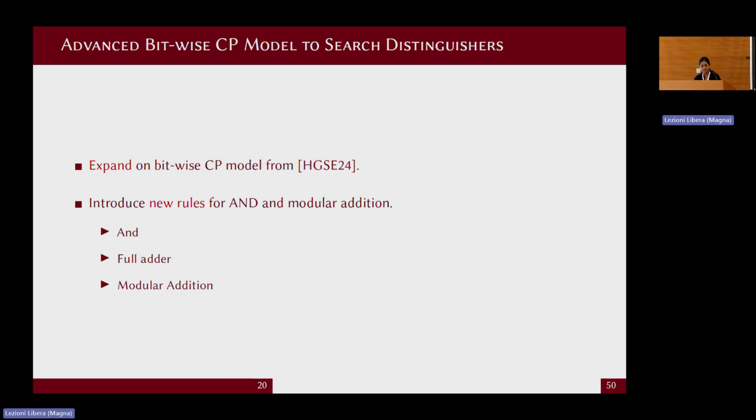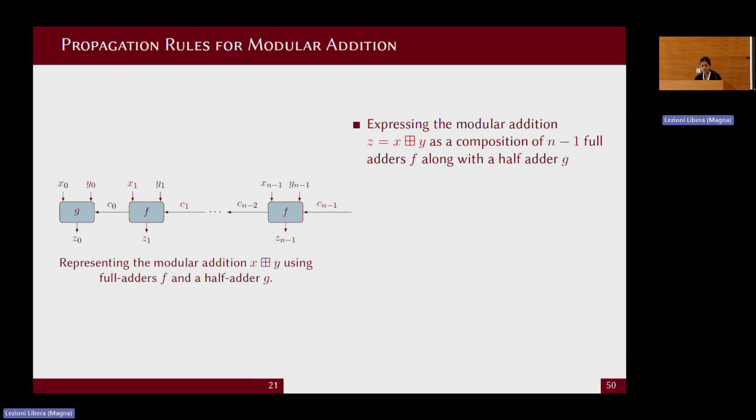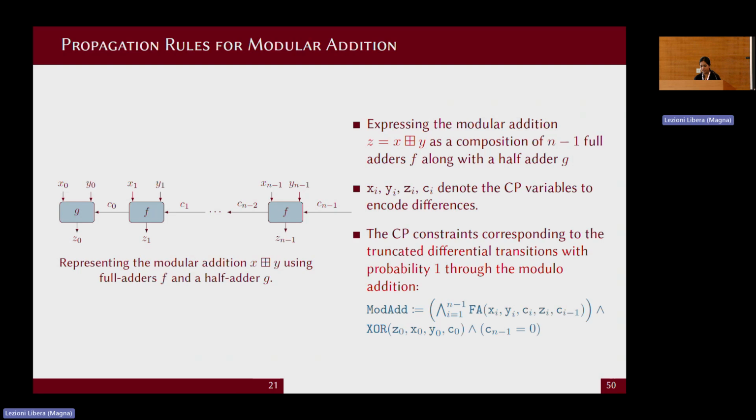But as we are working on ARX and AND-RX ciphers, we need to model the modular addition operation. So these are the propagation rules for the modulo addition operation. We express the modulo addition as a composition of n-1 full adders and a half adder G, where G is simply the XOR operation, and these are the CP variables I am denoting. The CP constraint corresponding to the truncated differential transition with probability 1 through the modulo addition involves the n-1 full adders and the XOR operation, with the constraint C_{n-1} equal to 0.